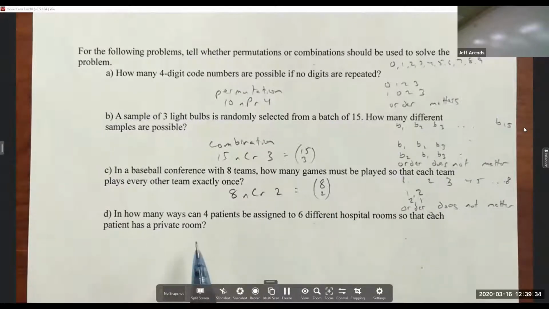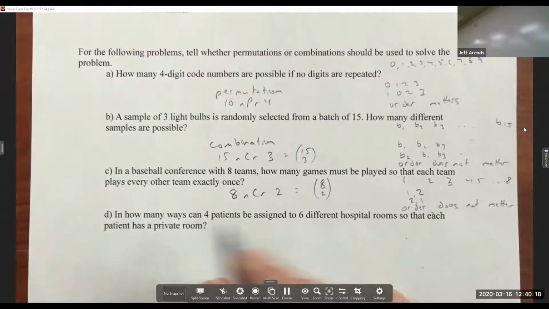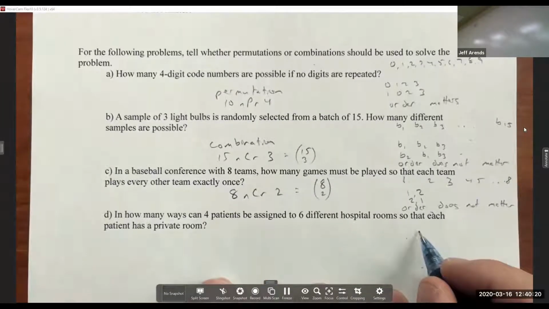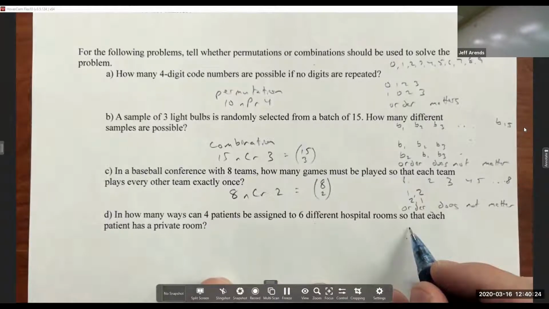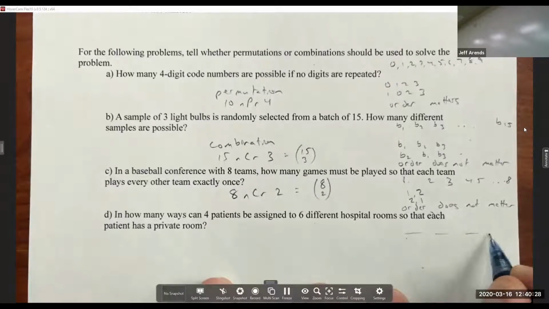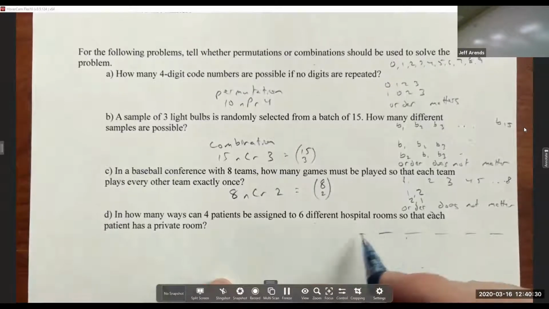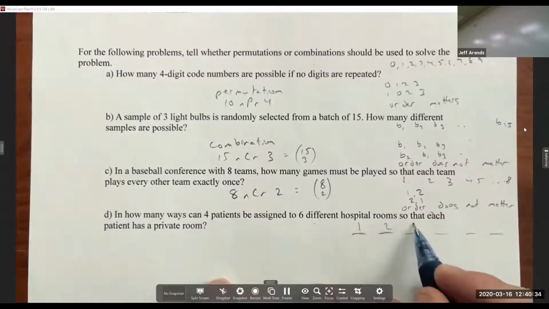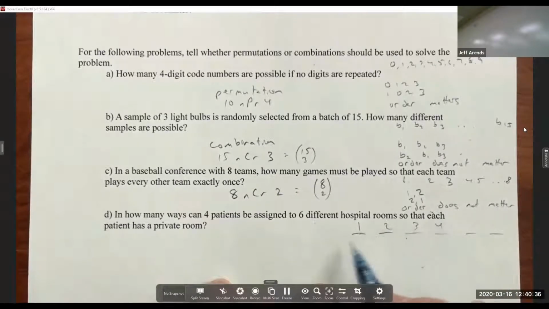All right, and how many ways can 4 patients be assigned to 6 different hospital rooms so that each patient has their own private room? We're saying we have 6 different rooms and 4 different patients. Think of the different examples like this. We could go 1, 2, 3, 4. So the individual spaces here are different rooms.